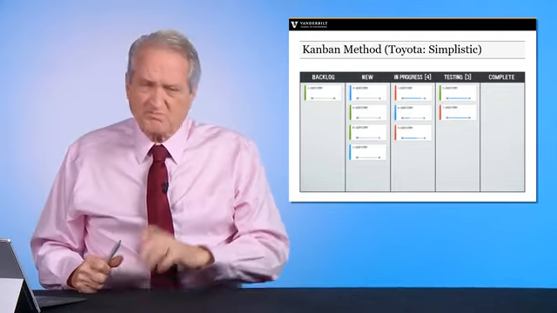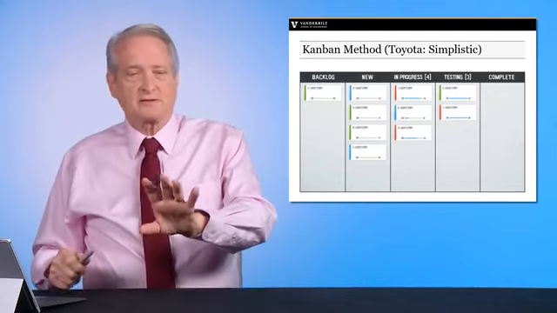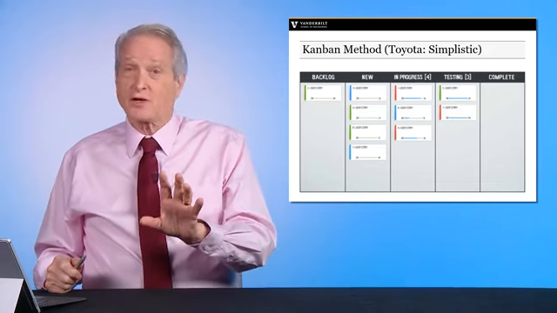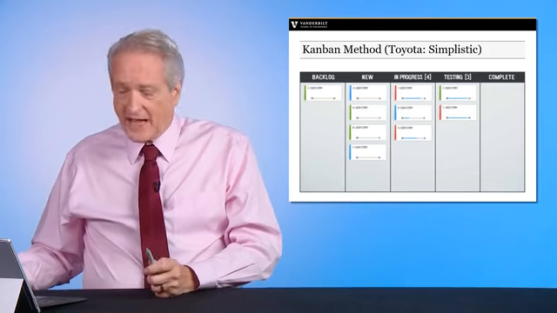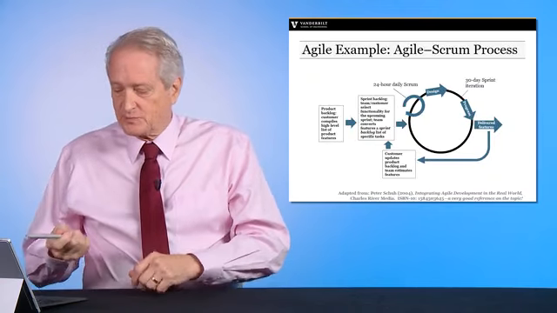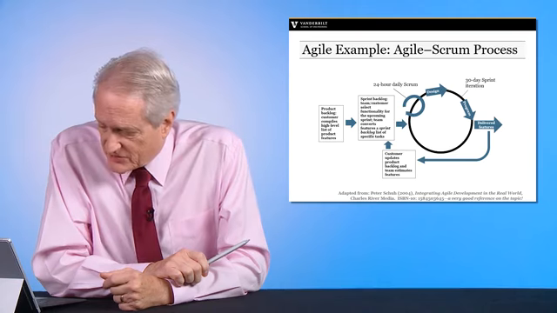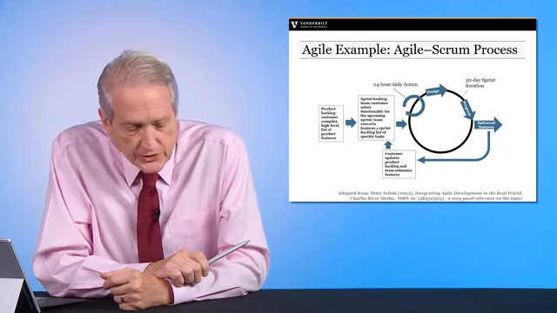Post-it notes on a board, fine. You have an electronic Kanban board, yeah, of course. You know, let's sell those to people. And you have Agile. Agile Scrum, you'll see this diagram is pretty much standard in Agile Scrum.